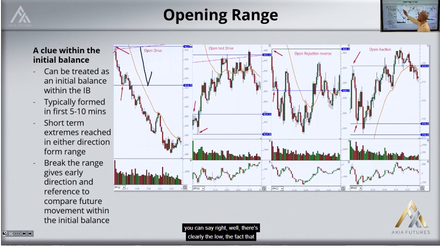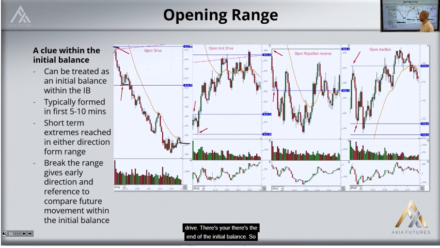Once you've got that, you can say, right, well, there's clearly the low. The fact that you have gone straight down would suggest that this may well be an open drive. And as such, you can then assume that that is your opening range, here to here. On the back of that, you can then play the break of the low, and you're going to be looking more in the direction of the first move to play for the open drive.